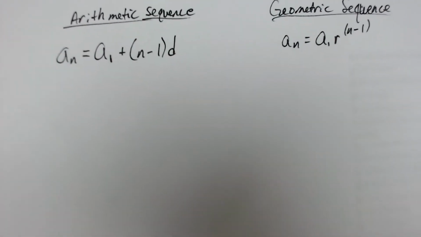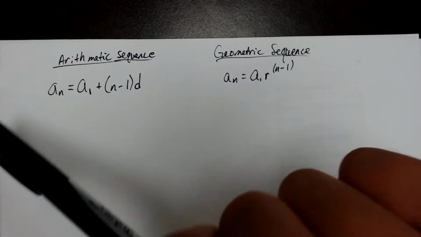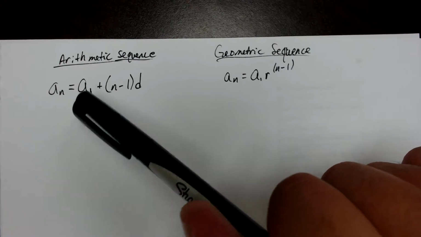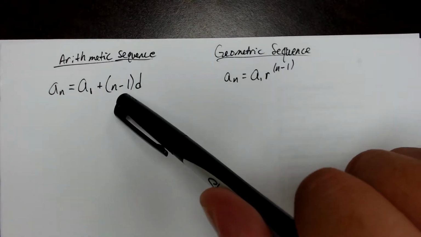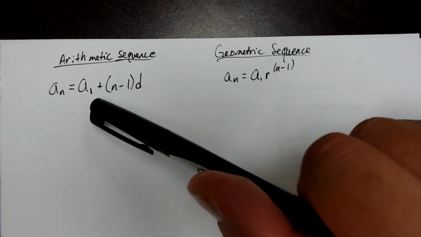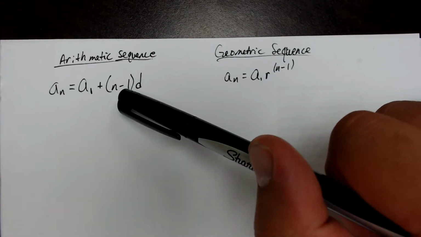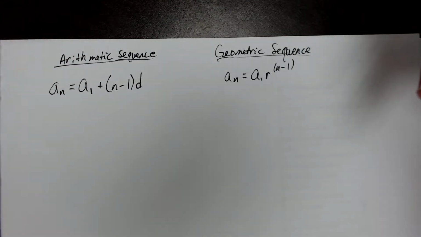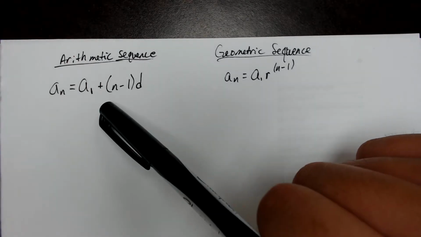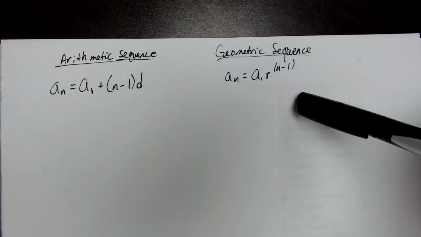The notation for our sequences is that in an arithmetic sequence, a sub n is equal to a sub 1 plus n minus 1 times d, where d is the arithmetic mean. a sub 1 is the first term, a sub n is the current term, and n is the number of the term. So if it were a sub 10, that would be the 10th term, n minus 1 would be 9, and the same follows here. So this is the notation.